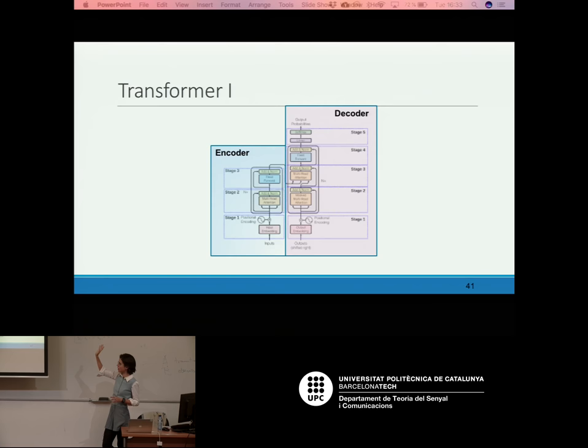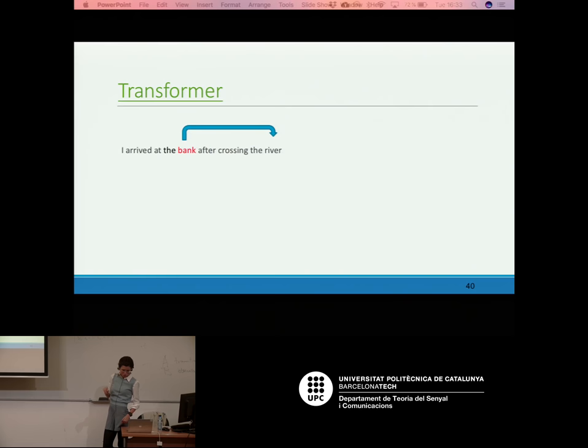And the idea of the transformer is that with this multi-head attention that I explained before, you are putting attention to all the words at the same time, okay? You are putting different heads to work in parallel and guessing from which word you have to put attention in the same sentence. For example, in this case, I arrive at the bank after crossing the river. Inside this sentence, the word that is relevant for bank is river, to know that bank is not the bank where I put the money, but it's the bank from the river.